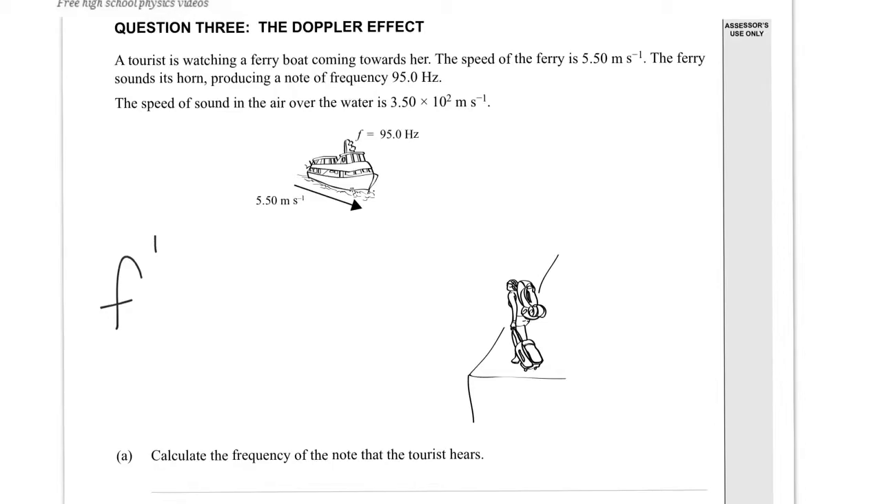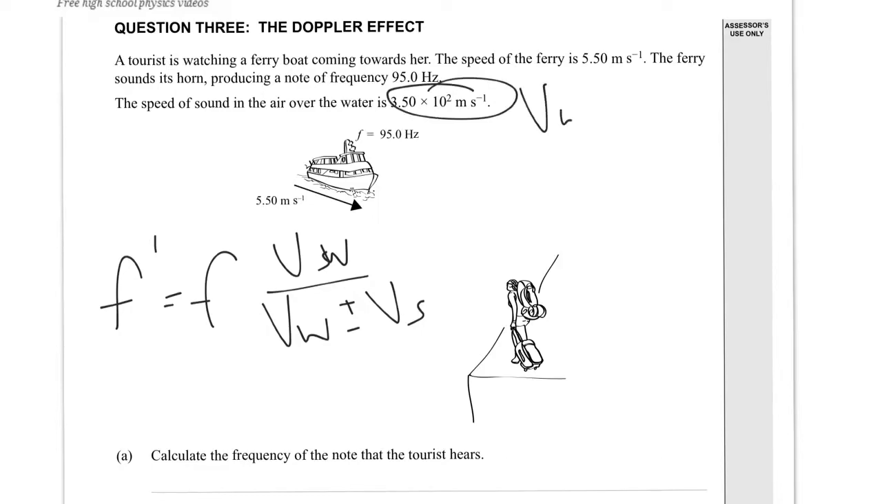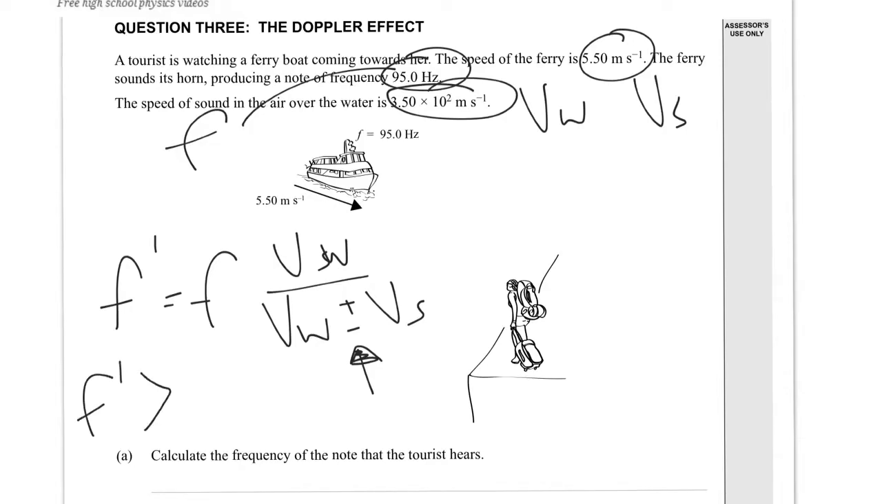So we're using our standard formula here for the Doppler effect, f' = f × Vw over (Vw plus or minus Vs). You should know this. We're plugging in the velocity of the wave, the velocity of the source, and our frequency. We just have to work out whether we're going to plus or minus. Now, when it's coming towards you, you're going to hear a higher pitch. The racing car starts higher pitch and goes lower. So f' is going to be higher than f.